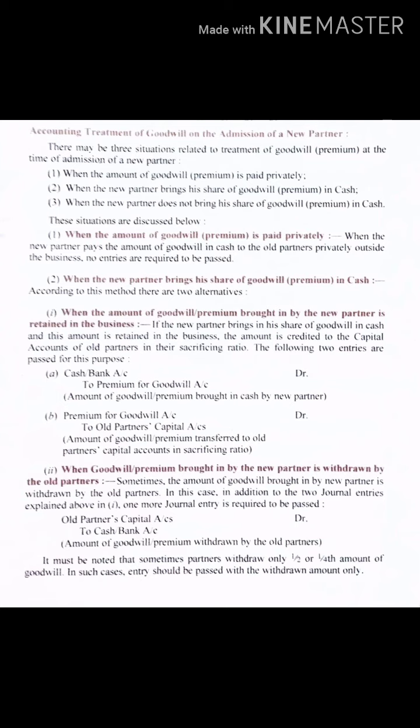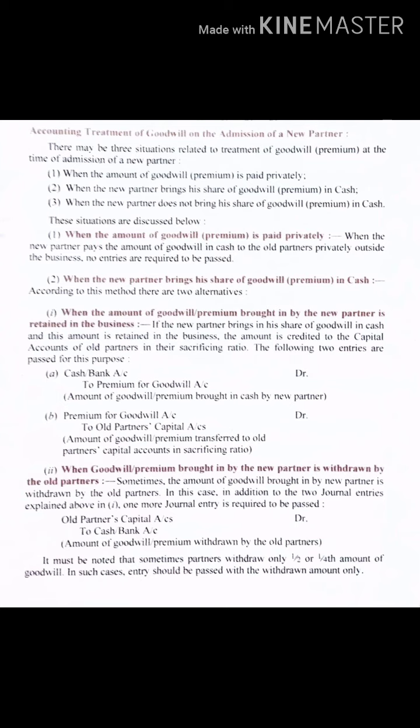Amount of goodwill premium brought in by the new partner in cash. Okay. Now second entry will be, we will write off the goodwill. Whatever premium we have received, we will write off. Write off means we will transfer it. Now to whom we will transfer? We will definitely transfer it to the old partner. Why? Because this amount belongs to them. In which ratio? Sacrificing ratio.